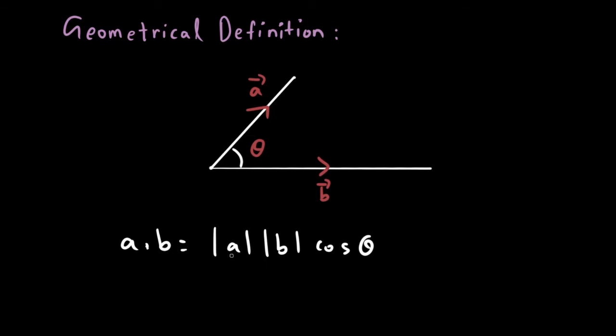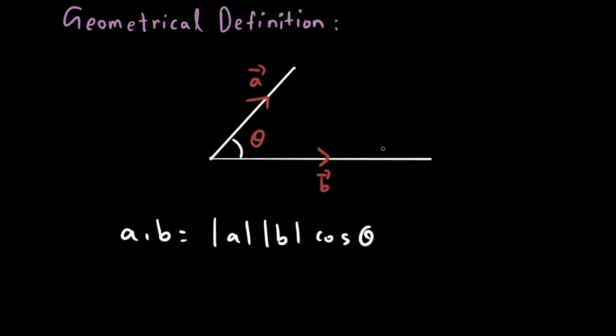So, this is the modulus of vector A, and this is the modulus of vector B, and this is the cosine of theta, theta being the angle between the two vectors. This is a geometrical interpretation of a dot product.